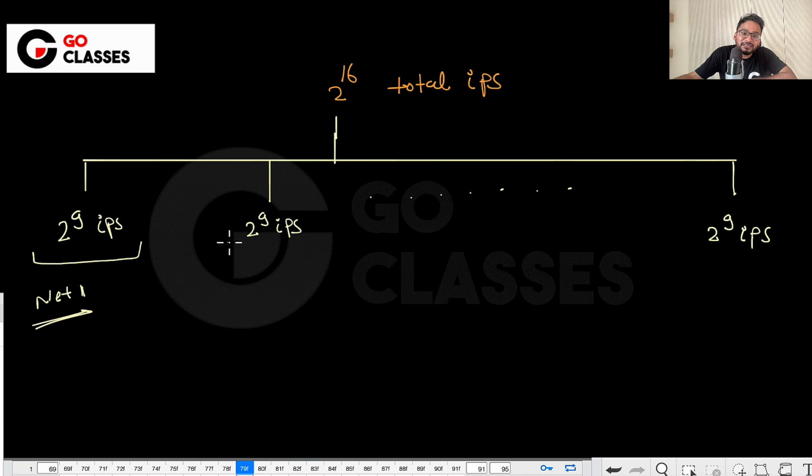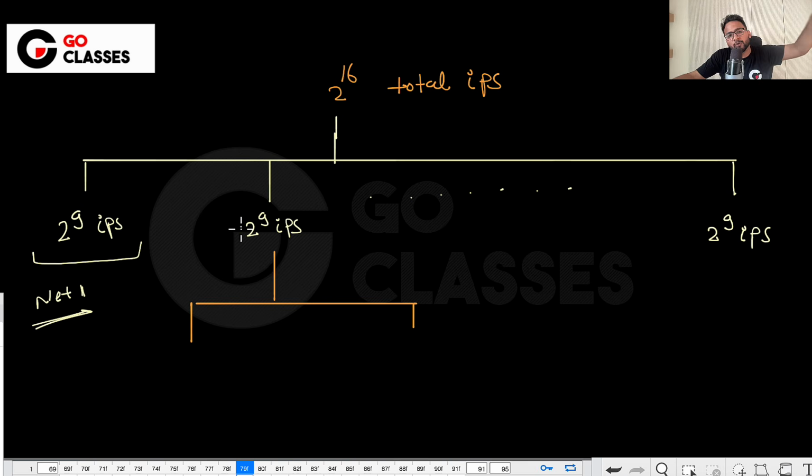But if I assign this to network 2, network 2 only needs 2^8 IPs, just half of this. So is it wise to assign this block directly to network 2? Obviously no. So what will I do? I will further divide this into 2 parts of 2^8. This is just an aptitude question. Don't worry about the subnetting and all.